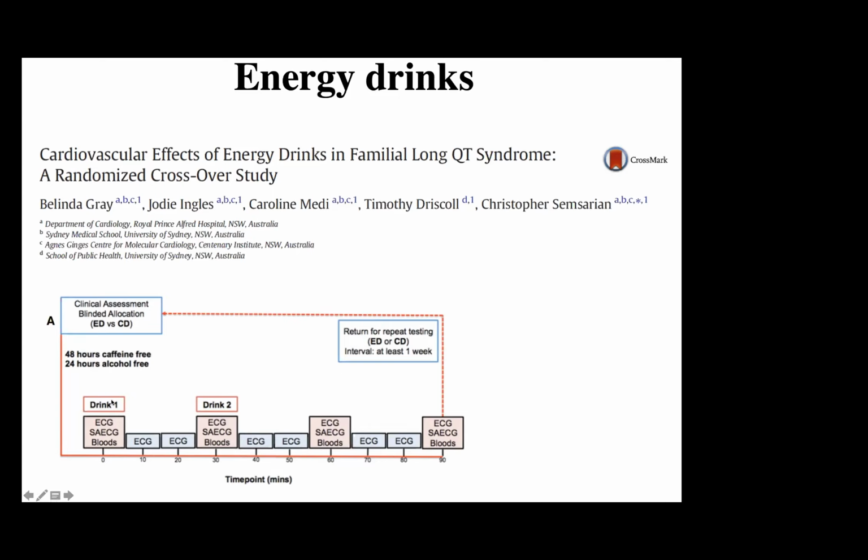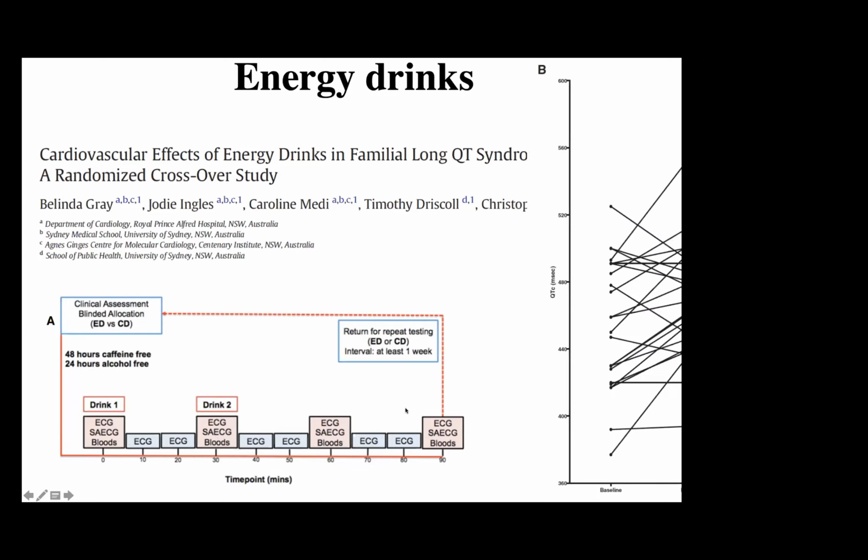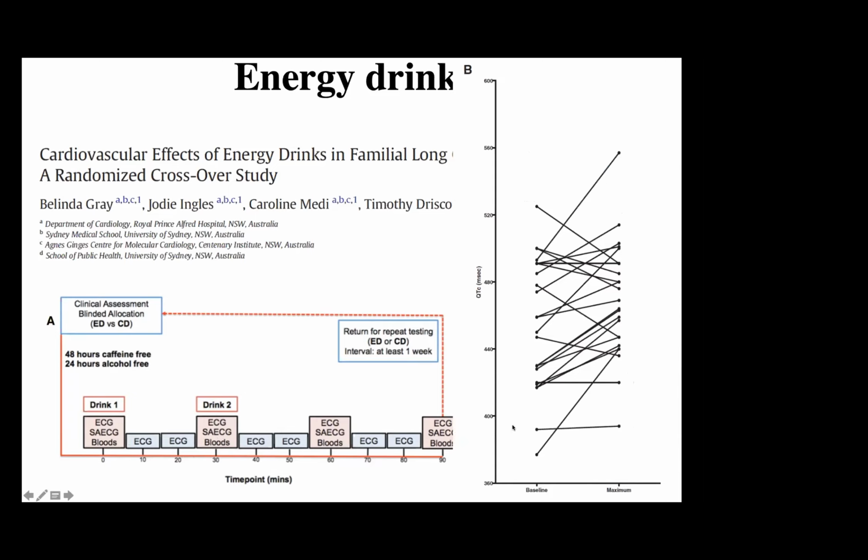You have the first drink here, you have an EKG. After 10 minutes, you have an EKG. After 20 minutes, you have an EKG, and you have a second drink, another EKG, and furthermore EKGs. So there were 2 energy drinks in this course, and the EKGs that you see are here. This is the QTc interval between baseline, which is before the first drink, and the maximum QT during all these EKGs. And you can see that some patients actually respond with very significant QT prolongation, and that might be at risk of arrhythmias at that time.